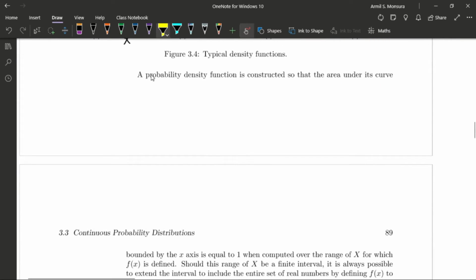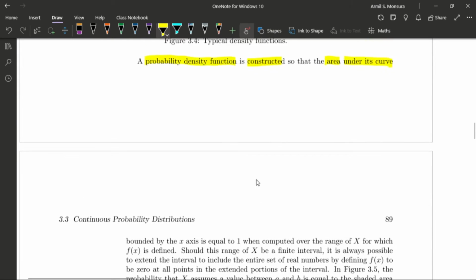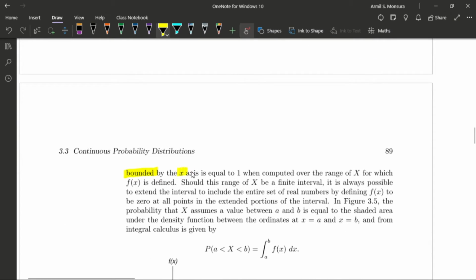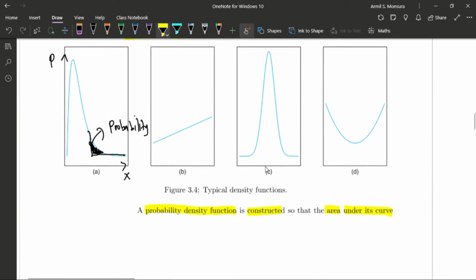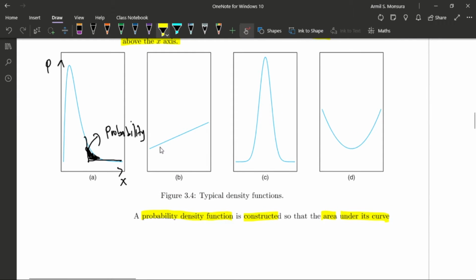A probability density function is constructed so that the area under its curve, bounded by the x-axis, is equal to 1 when computed over the range of x for which f of x is defined. That means, for example, if this is the entire range of x, and that is your x.